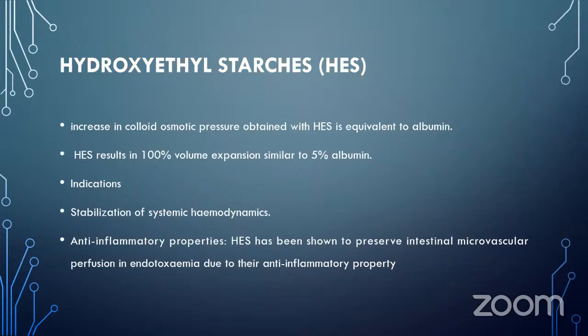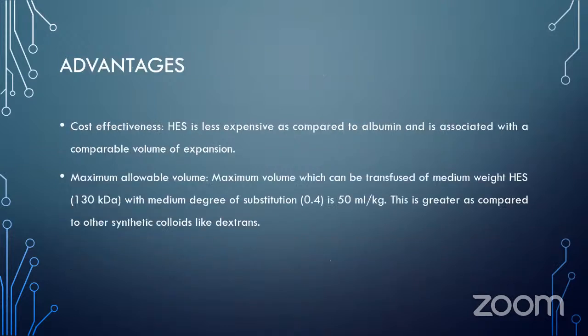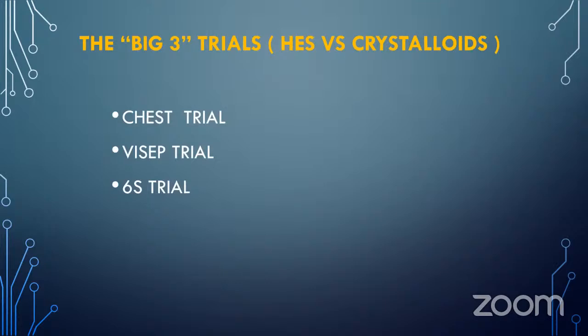So these starch solutions increase the colloid oncotic pressure. The increase in the colloid oncotic pressure is almost equivalent to that of albumin, and it results in 100% volume expansion similar to 5% albumin. And they are shown to have some anti-inflammatory properties as well. Advantage: it is less expensive than albumin, and the maximum allowable volume is almost 50 ml per kg, which is greater as compared to other synthetic colloids.